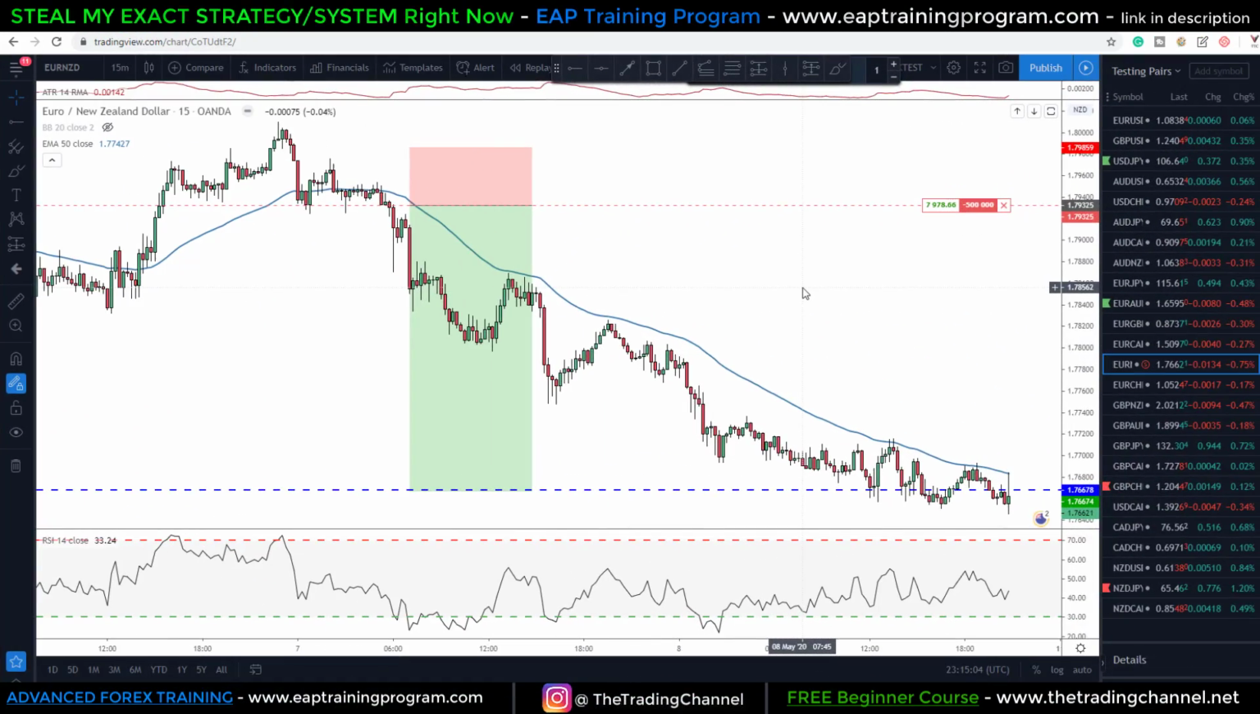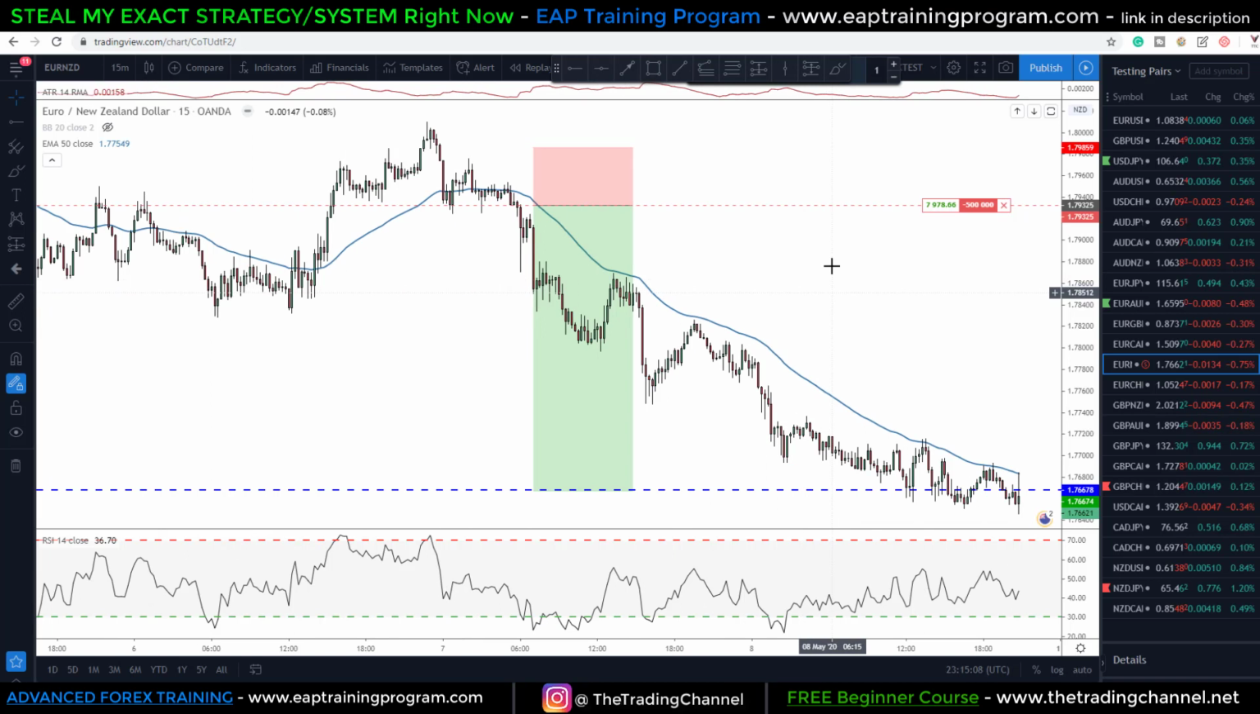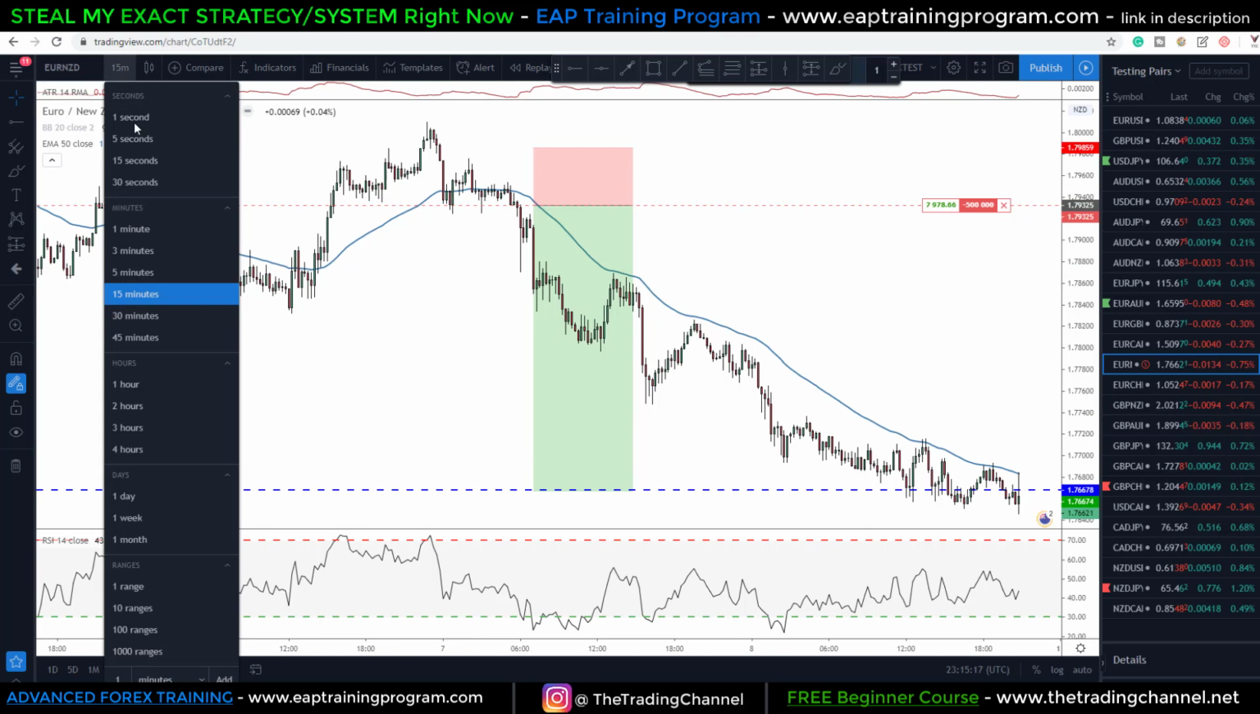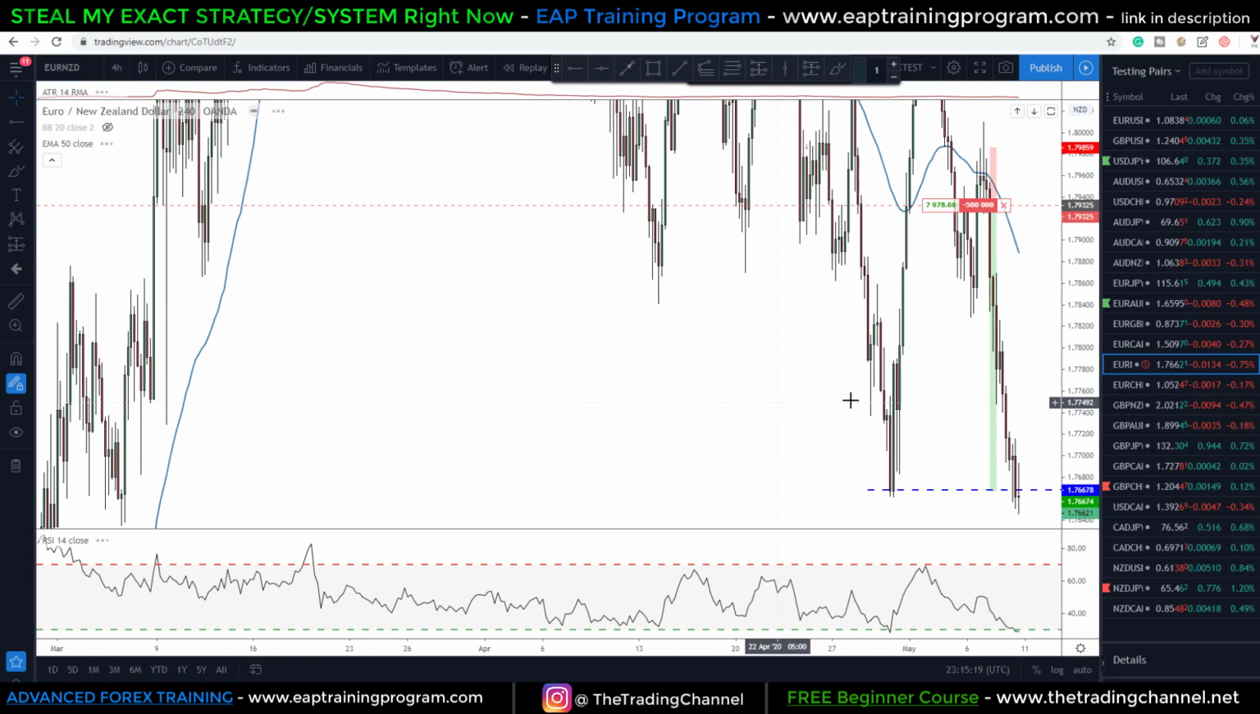Hey guys, before we head over to that dollar yen chart, I want to show you how the Euro New Zealand played out and talk to you a little bit about how I took targets on this trade. I actually did not have my targets set, so that was a trading mistake that I made. I should have had a limit order here because this level in blue is actually where I was interested in taking targets off, and I'll show you why right now.